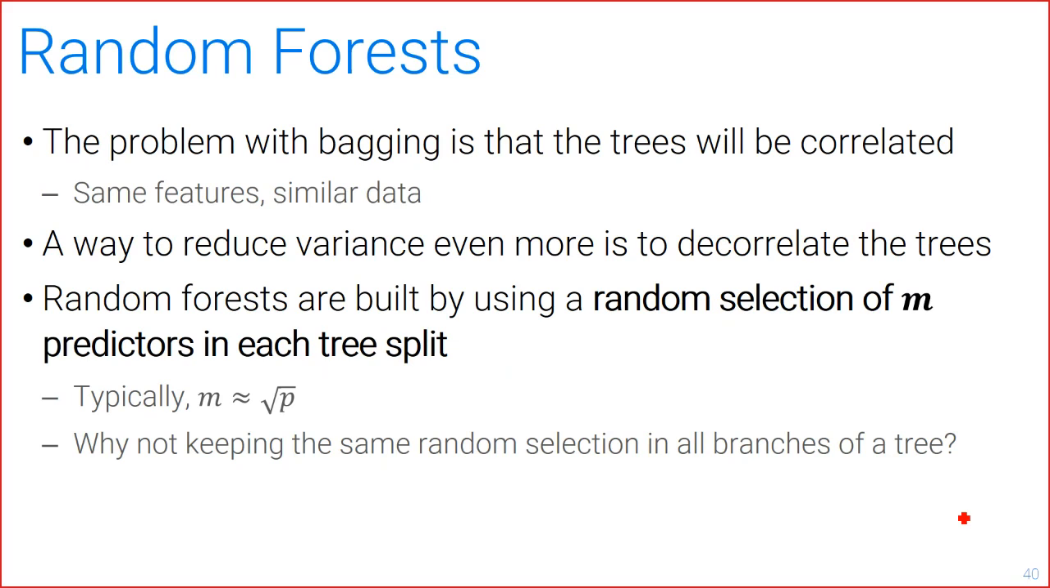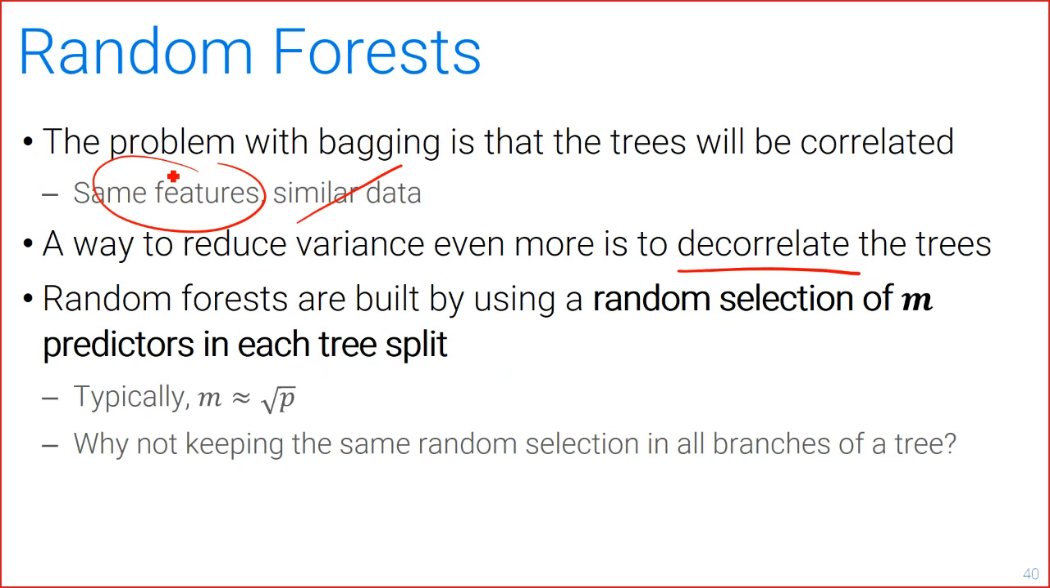So one way to reduce variance even more is to decorrelate the trees somehow, to make them more different. How can we make them more different? Well, one alternative would be using different data, but we don't have different data. We normally have only the one training set. We can't go this direction. We can go this other direction. We can just use different features.